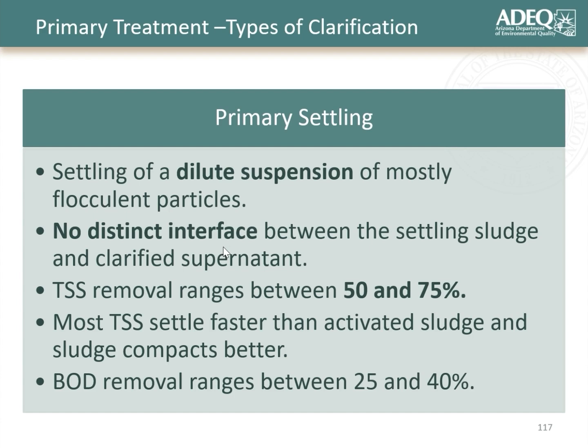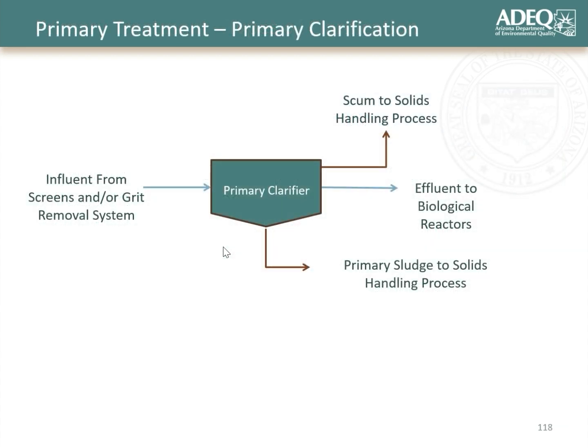The key thing to think about with this is that a good primary clarifier can typically remove between 50 to 75% of TSS, and between 25 to 40% of BOD. What is nice about this is that these suspended solids are typically faster settling than what you'd have in an activated sludge system. As a result, the size of these clarifiers can be smaller, and the sludge will typically compact a little bit more than in a traditional activated sludge system. So they're a nice, easy way to remove TSS and BOD from your system without having to expend a lot of energy. All right, let's talk about the basic function of a primary clarifier.